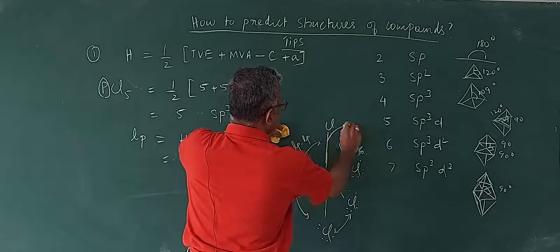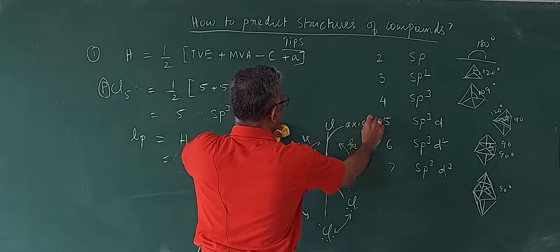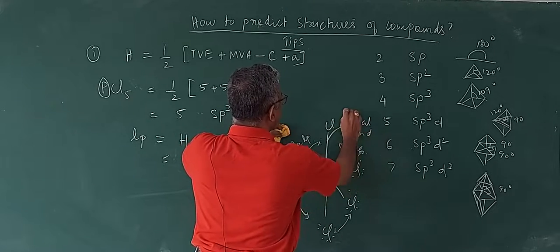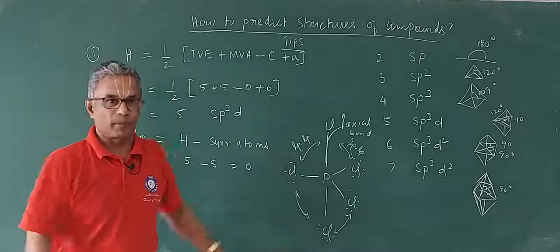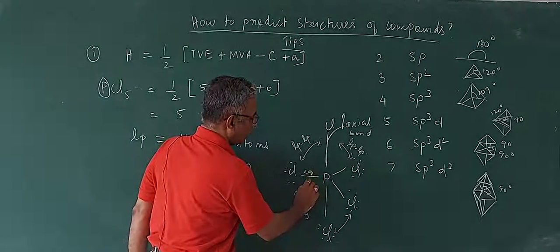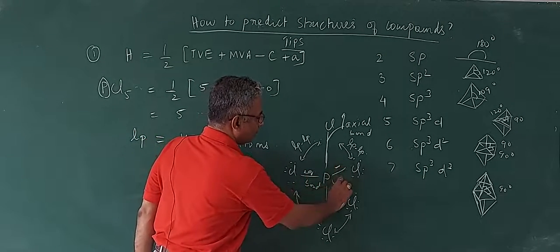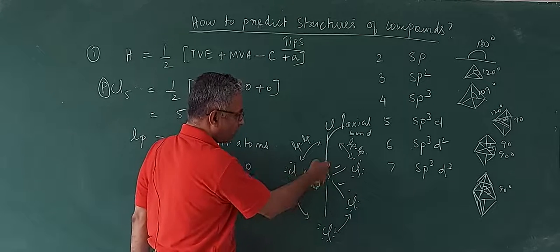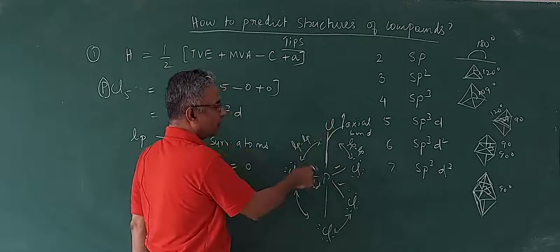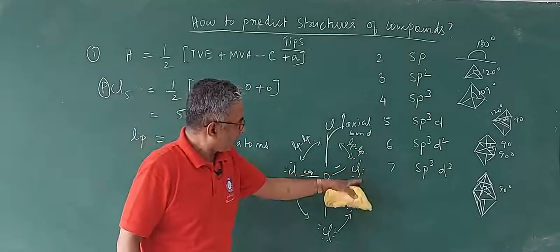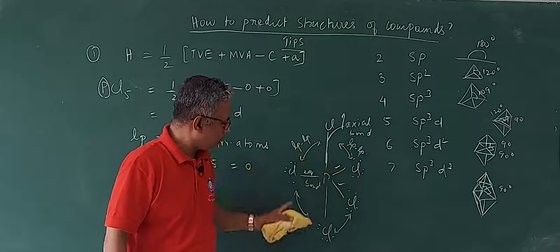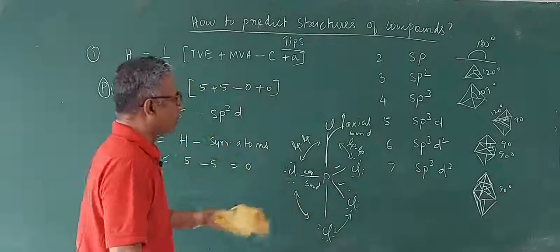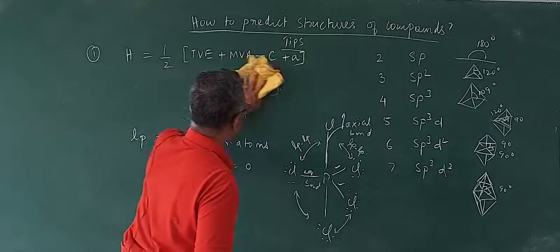Therefore the axial bond will be longer than the equatorial bond. So this is called the equatorial bond. These 3 are called equatorial bonds. So the equatorial P-Cl bond will be shorter, and the axial P-Cl bond will be longer due to electronic lone pair repulsion between these 2 electrons. So this you have to remember in the case of the PCl5 molecule.